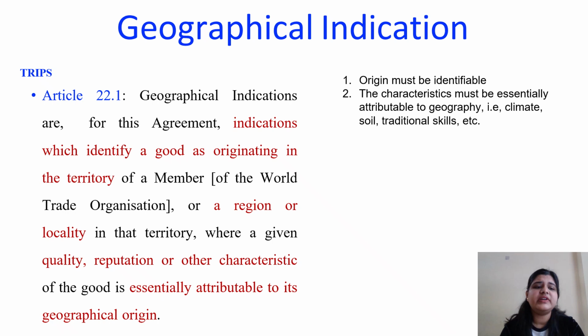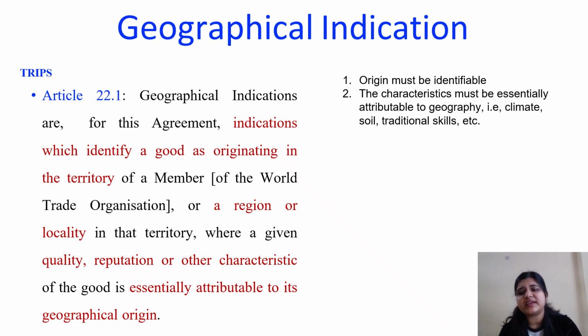Now we will look into the international framework of geographical indication. We will look at the international definition under the TRIPS agreement, that is under Article 22.1, because this is where the modern GI concept comes from. Although GI existed long back, the modern definition of GI comes from the TRIPS agreement.